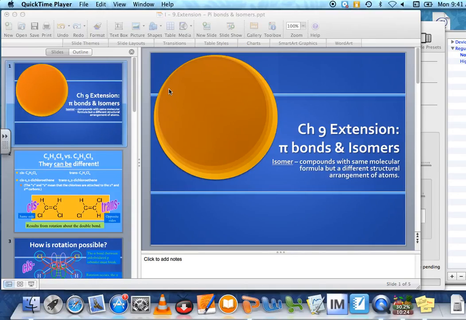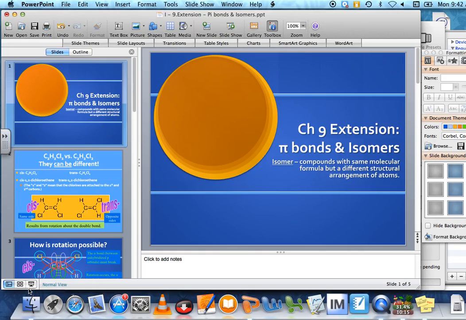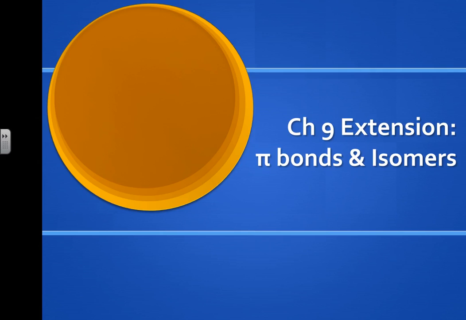All right, so after the last video, if you feel like you got through that, then this one's going to be kind of, you're going to see some similarities with this one. But we're going to go just a little bit further, which is why, by the way, it's called here Chapter 9 Extension, Pi bonds and isomers.